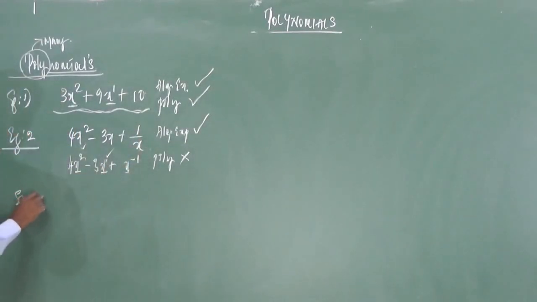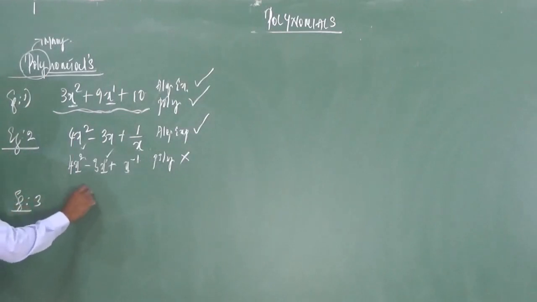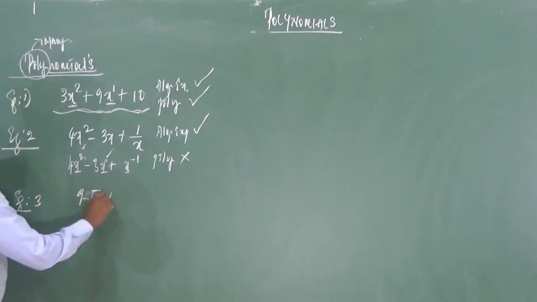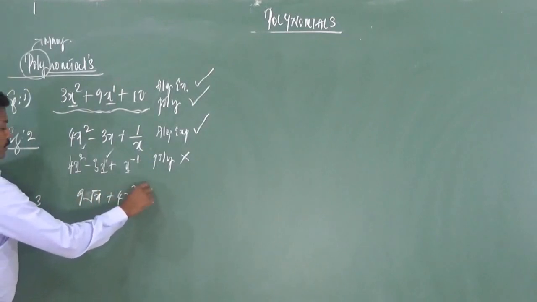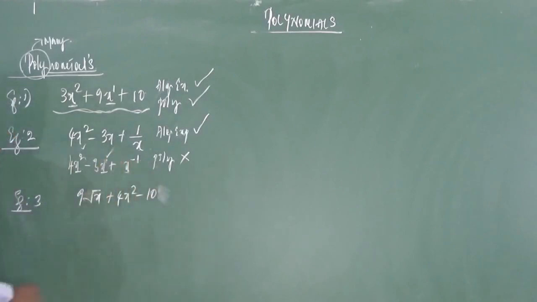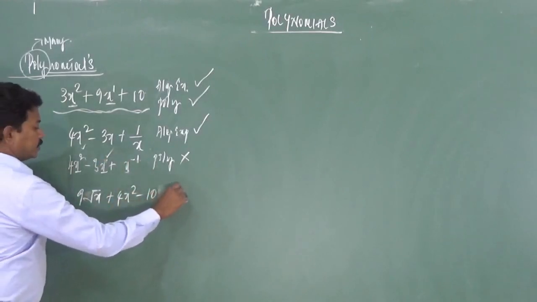Okay, let us go with example 3. 9 root x, I write this, plus 4x square minus 10x. Okay, minus 10. Okay. So, is this an algebraic expression?